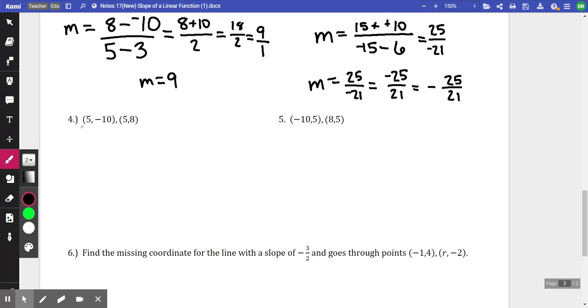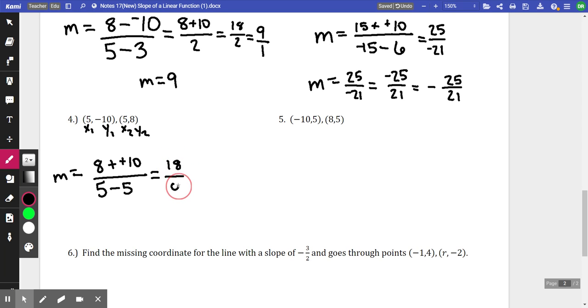Our next example, we'll do the same thing, where we'll have x1, y1, x2, y2, and we plug these into our formula. So our y2 is 8 minus, and then that y1 value was negative 10, so minus negative 10 because of y1. And then x2 is 5 minus x1 is 5. So minus negative will change to plus. We will have 8 plus 10, which will get us 18, divided by 5 minus 5, which is 0.